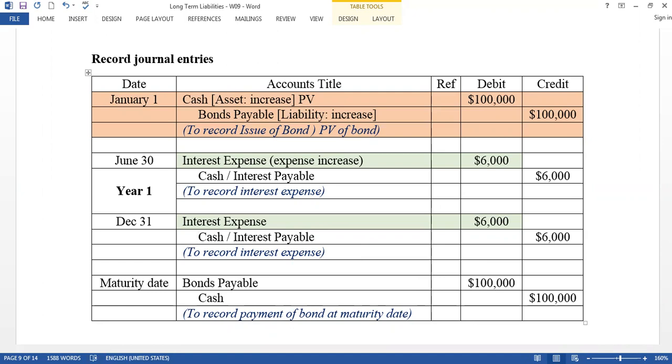Okay, if you buy something but do not pay cash, then it is accounts payable. But we also have accrued interest, accrued salaries, or accrued advertising, okay? Accrued expenses. For accrued expenses, we record a specific title of the accrued expense and the payable.